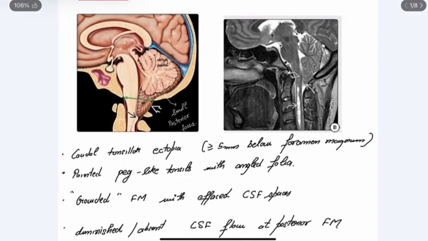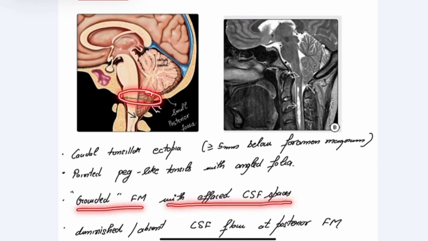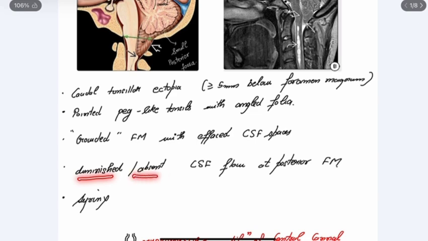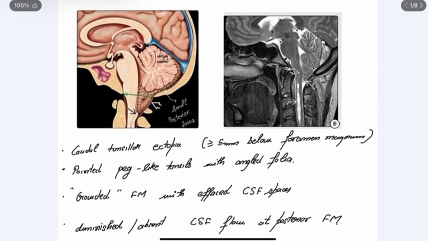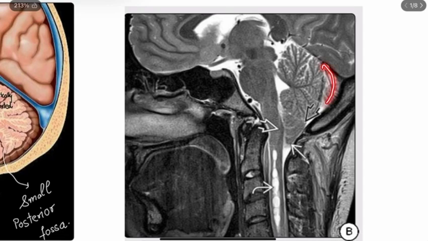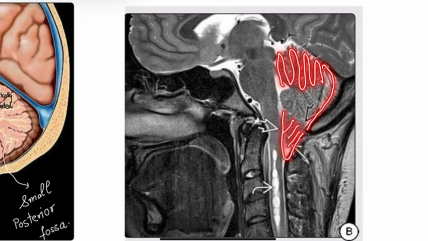All this leads to a crowded foramen magnum with effaced CSF spaces. This can further lead to diminished or absent CSF flow at the posterior foramen magnum, and all this disturbance in CSF flow dynamics can lead to the formation of syrinx. In this image, we can see that due to the small posterior fossa, there is vertically oriented cerebellar folia, and caudal displacement of tonsils which are pointed, peg-like with angled folia. This T2 hyperintense signal in the cord is the formation of syrinx.